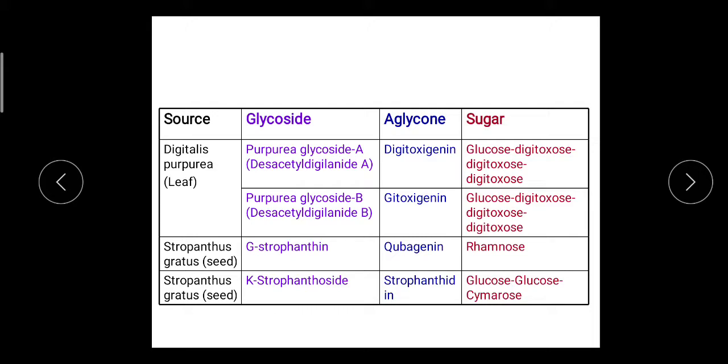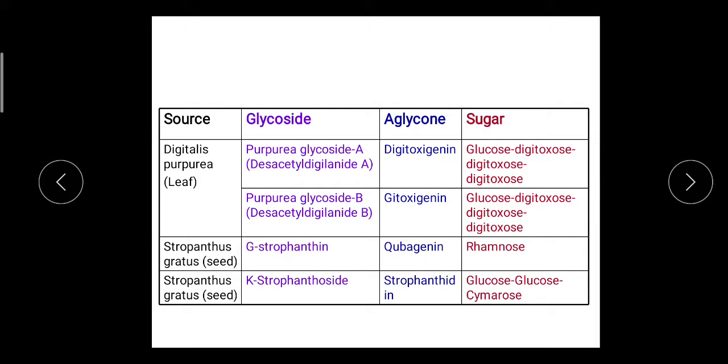Then the other source of cardiac glycoside is Strophanthus gratus, which is obtained from the seed. G-strophanthin has ouabagenin as the aglycone part, and the sugar is rhamnose, from Strophanthus gratus seed. The second glycoside is K-strophanthoside, with strophanthidine, glucose, cymarose.